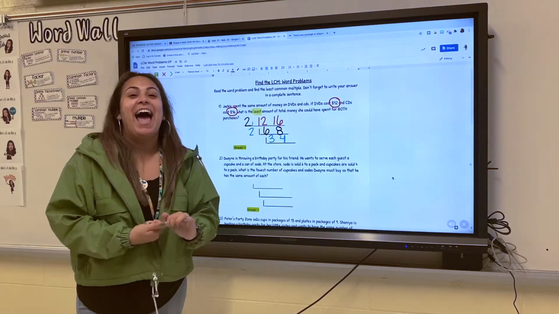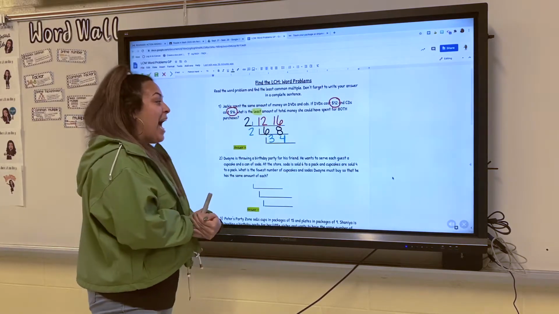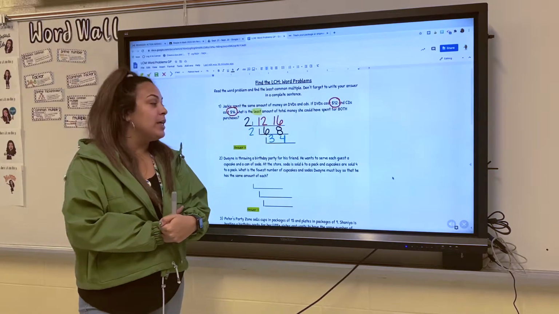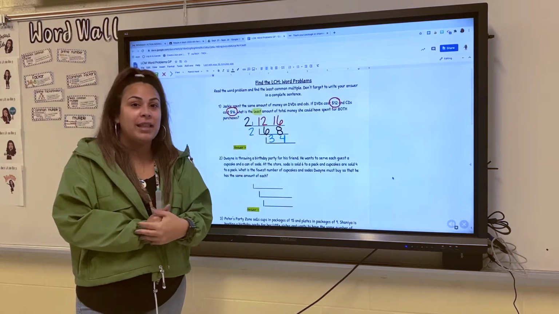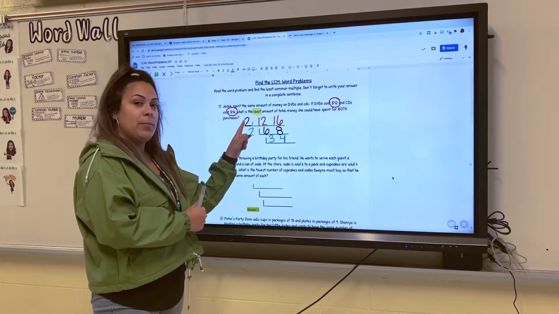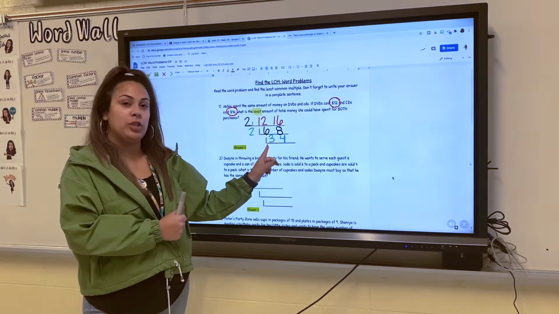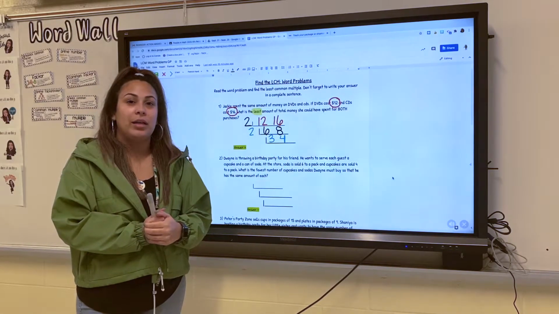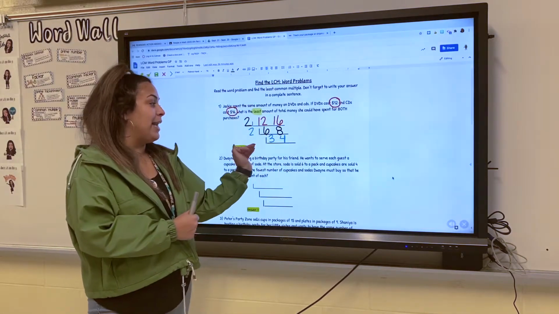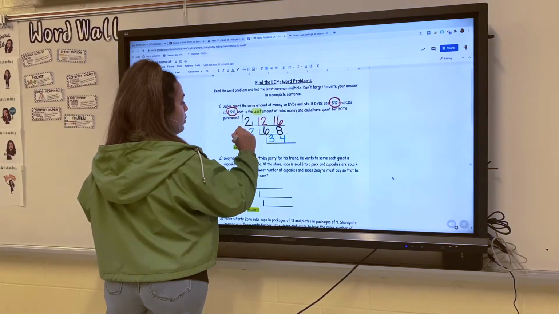Who remembers how to find the least common multiple? What do we need to do now that we're done factoring? Do we multiply just the numbers on the side? Do we just multiply the numbers on the last row? If you said we multiply all of the numbers on the side and on the bottom, you are correct. So I'm going to draw an L for least common multiple.